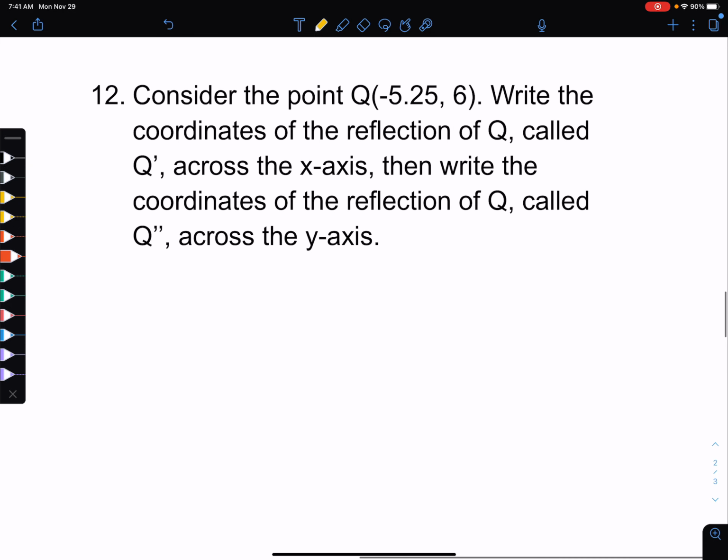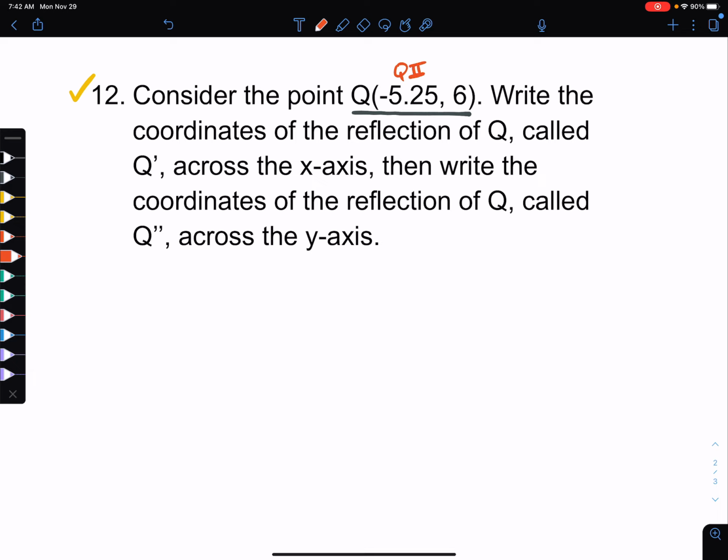All right, moving on to number 12. Consider this point Q. Okay, where is that located? It's negative, then positive, so that's in quadrant 2. Just so we visualize what's going on. It's kind of hard to read that, sorry.